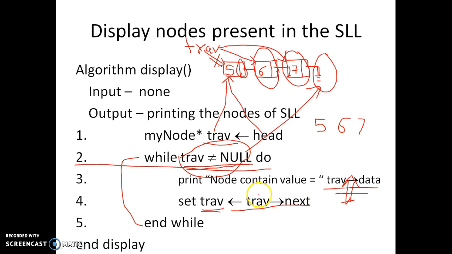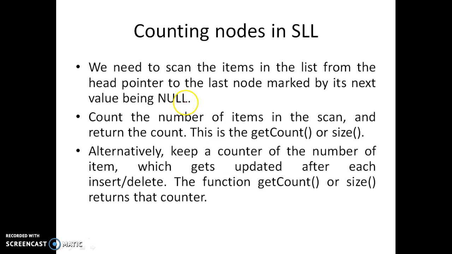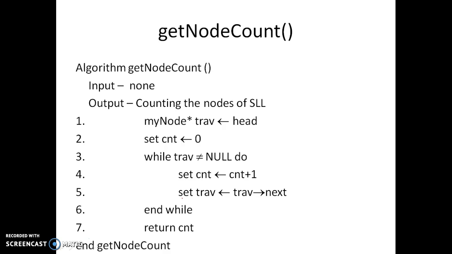So the same logic can be used multiple times. Consider one more example, like counting nodes in the single linked list. For that we use a get count method or get count algorithm. Now the get count algorithm is also called size, or sometimes you will get this size method. So both are doing the same thing. They will scan or traverse the linked list, and while traversing they are just counting the total number of nodes present in the linked list.